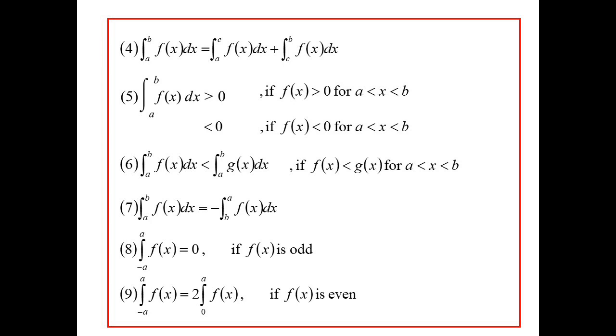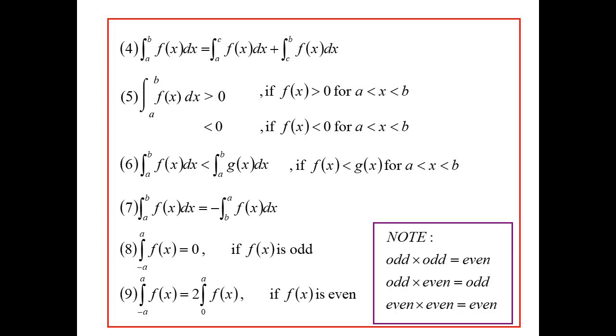Now, when you're working out odd and even functions, keep in mind, if you've got functions multiplied or divided for that matter together, odd times odd is even, odd times even is odd, even times even is even. So basically, same type of function multiplied together gives you an even function. Different types of functions will give you an odd one. All right, let's do some examples and see what all this means.